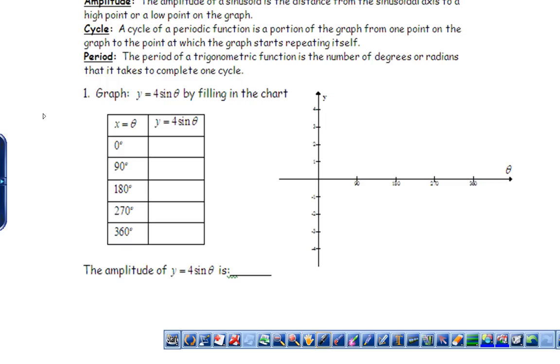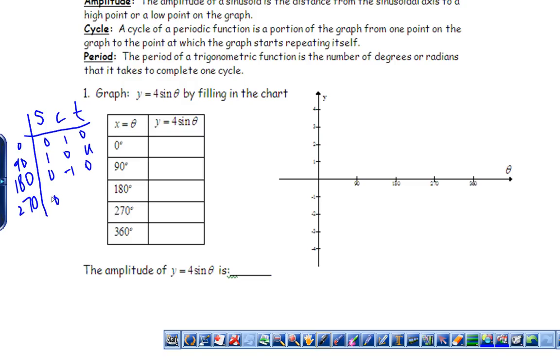So let's do that really quick. So sine, cosine, and tangent. And some of you don't like to write down these numbers on the side, but I think it's helpful when you do so. So I want to do 4 sine theta. So basically you're taking your sine and you're multiplying times 4. So this is going to be a 0, 4, 0, negative 4, and 0.